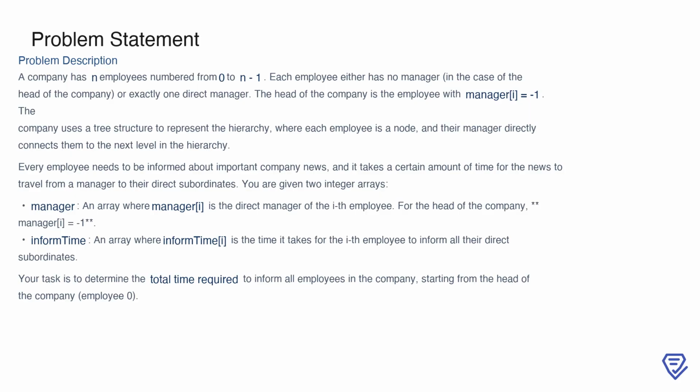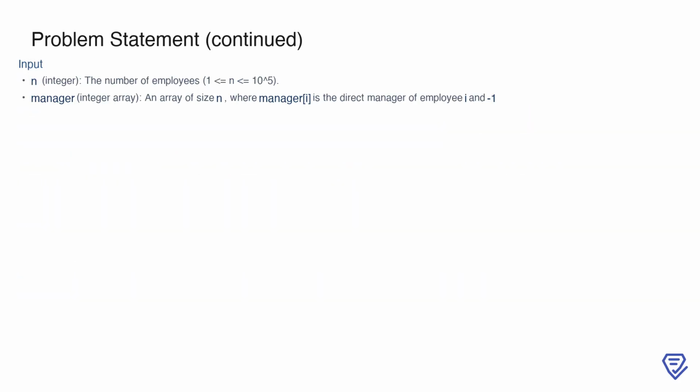To solve this problem, we are provided with two arrays: the manager array, which specifies the direct manager for each employee, and the inform time array, which indicates how long it takes for each employee to inform all their direct subordinates. Starting from the head of the company, our goal is to calculate the total time needed to ensure that every employee receives the news.